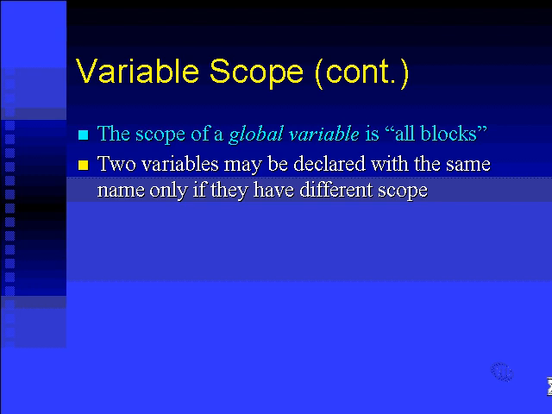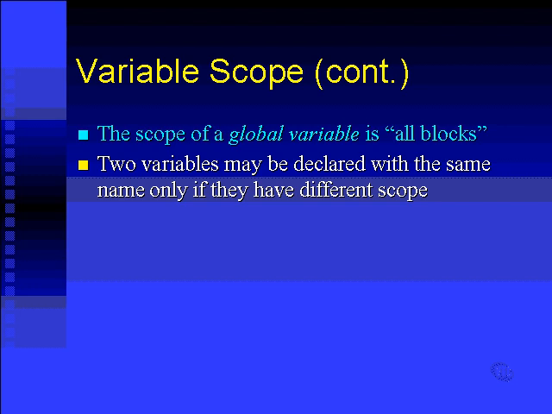Now, here's an interesting issue. Two variables may be declared with the same name only if they have different scope. Now you might think, well, that's obvious. You can have two different functions, and you can declare a variable in one called x, and you can declare another x in the other function, and they're not obviously going to compete or interrelate with each other. Yes, and that is true.